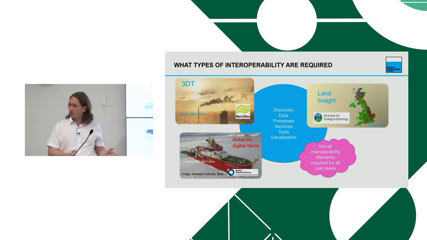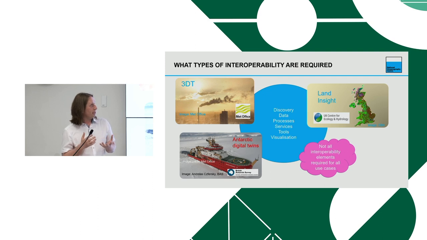We had the work that James is going to present on Antarctic twins, beautiful work, on effectively ships versus sea ice models and Antarctica models. And then we had the CEH land insight models, and that's effectively looking at soil moisture, which fits very neatly with the work that Ben's going to show, and also soil carbon, which fits things like the Intergovernmental Panel on Climate Change. So there's high impact science in there.